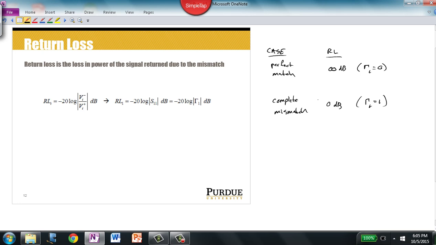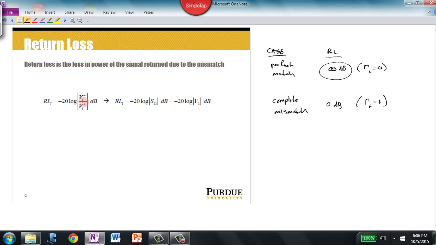Consequently, what we see is that we're trying to get power into the load. So for return loss, we want a high value. We want the return loss to be infinity dB. Now that's never achievable, right? In reality, we can't ever actually achieve a perfect match at all frequencies. So we want as high a return loss across all frequencies as possible.